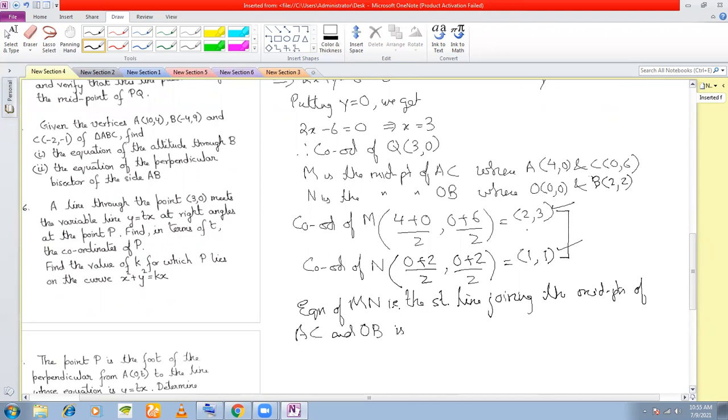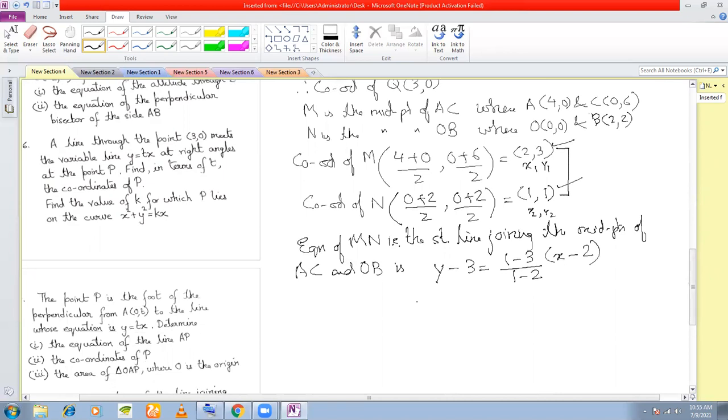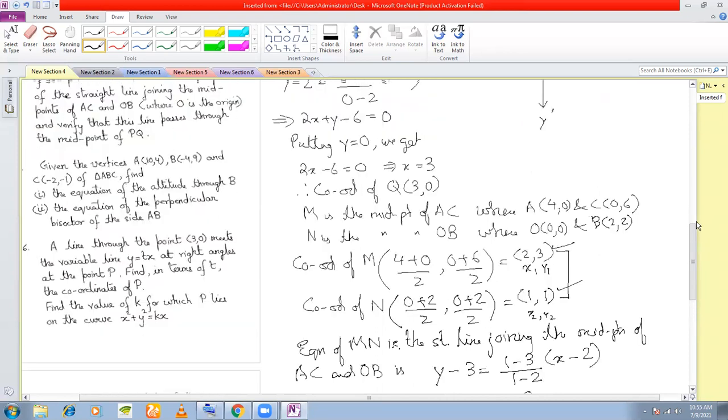Take this as x1, y1, take this as x2, y2. So the equation of this will be y minus y1 is equal to (y2 minus y1) by (x2 minus x1) into (x minus x1). Right? So you've got the equation. Simplify this. You will get 2x minus y minus 1 is equal to 0. The second part of the question is also answered.